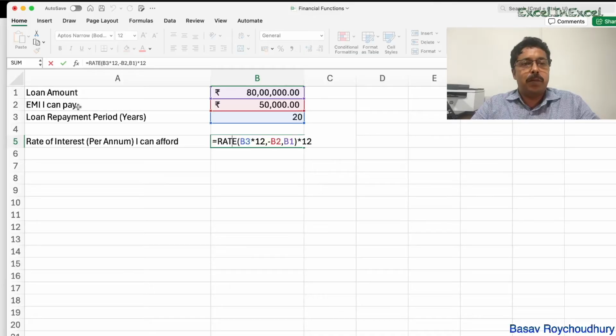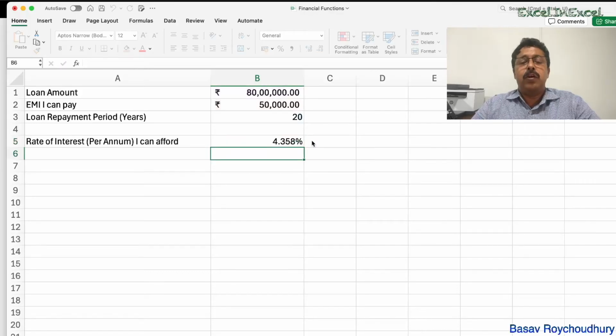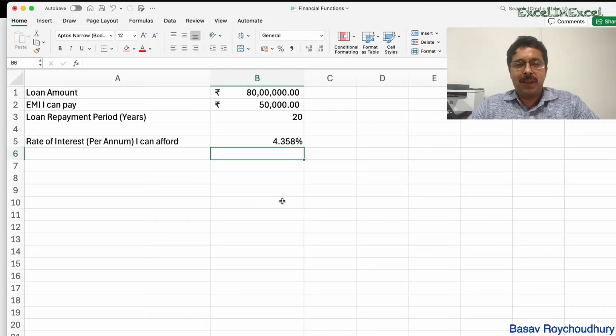Now here I had considered EMI, and that is monthly, and therefore I also converted the NPER into monthly, 20 into 12, that's what I had done. Therefore the rate of interest came out as monthly, and therefore I need to multiply by 12 to get the annual rate of interest. So right, I can buy that 80 lakh rupees car, paying an EMI of 50,000 for 20 years every month, provided I get a bank who is ready to give me a loan at a rate of 4.358% per annum. That's going to be a little challenging in our country at this point of time.